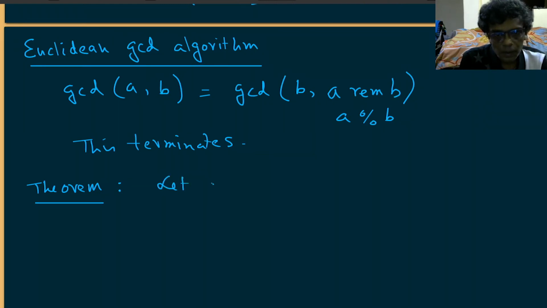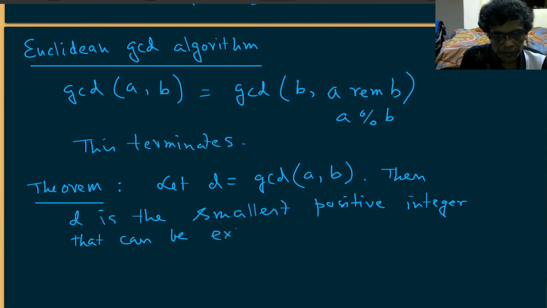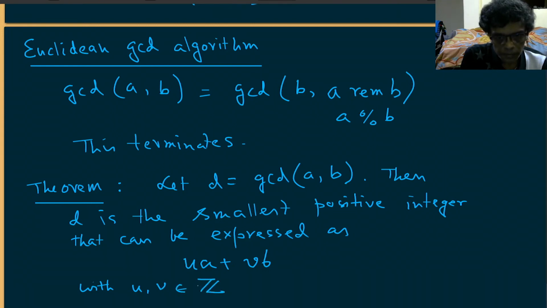Let D be the GCD of A and B, then D is the smallest positive integer that can be expressed as this linear combination UA plus VB, with U and V belonging to Z, the set of integers.